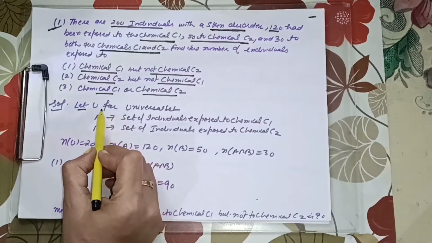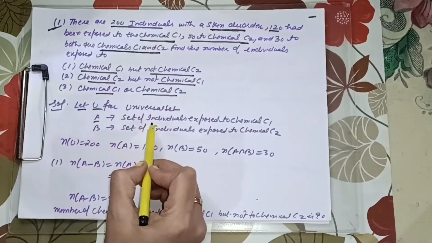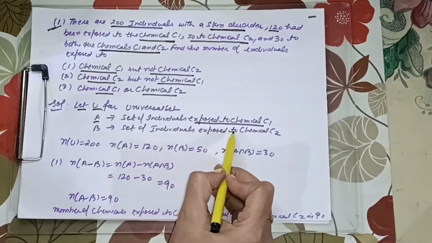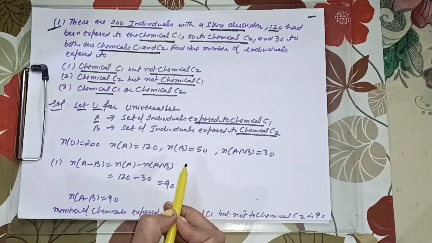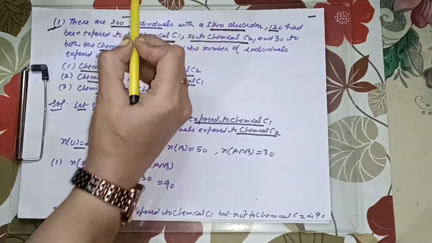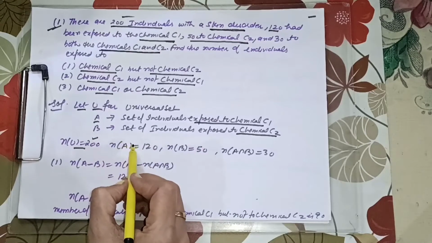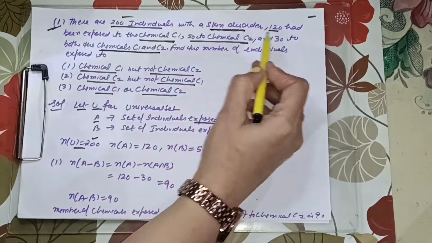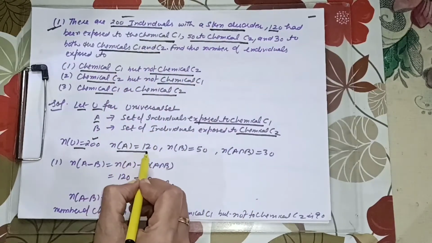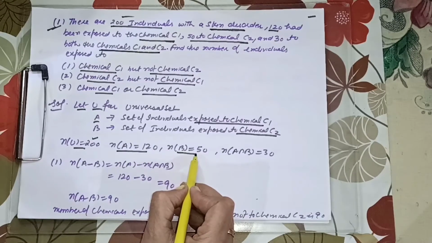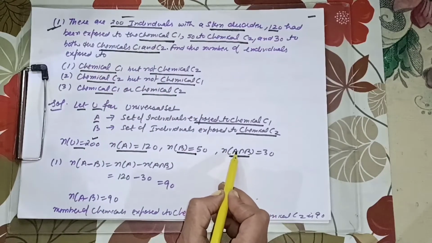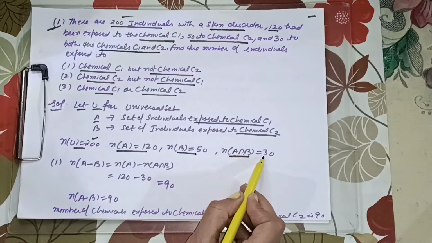I have supposed U for the universal set, A is the set of individuals exposed to chemical C1, and B is the set of individuals exposed to chemical C2. The universal set is given, that means 200 individuals. So 120 had been exposed to chemical C1, so I have written n(A) is equal to 120 and n(B) is equal to 50. That is the persons who are exposed to chemical C2, and 30 to both chemicals C1 and C2. Both means we have to consider the intersection. n(A intersection B) is equal to 30.